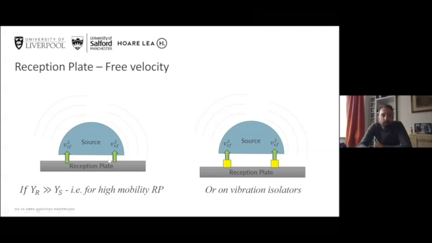If we have a situation where we don't have a reception plate where the mobility is much higher, we can instead just put some rubber isolators there, or even you could suspend this source on bungees just to ensure this is entirely free. And as mentioned previously, you can make some excitations on the source and look at the natural frequency of it. And providing the source is free in the frequency ranges you're interested in, you should get a good measure of the free velocity squared from the reception plate.